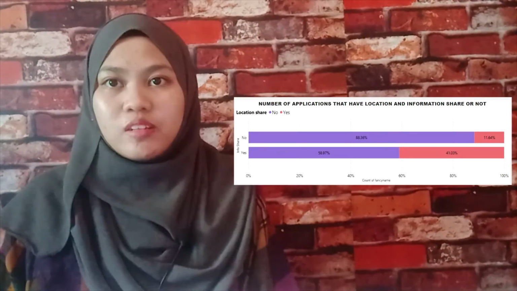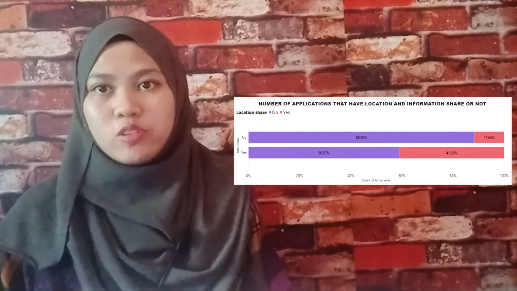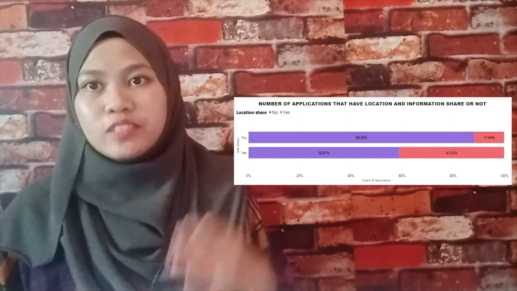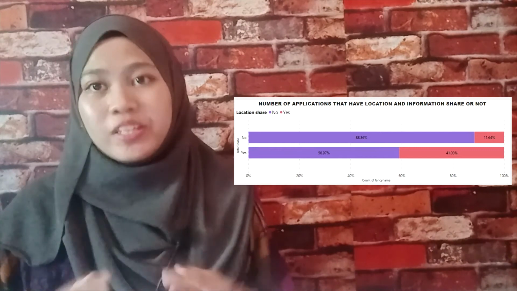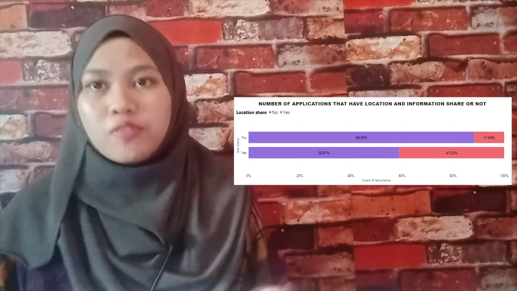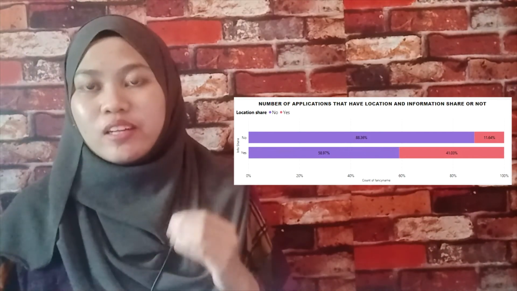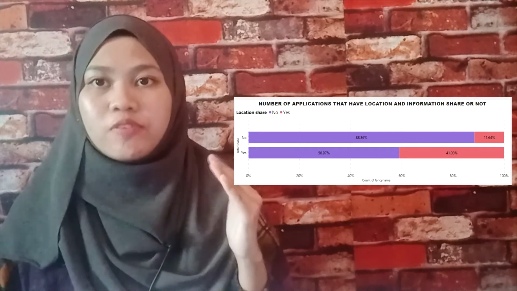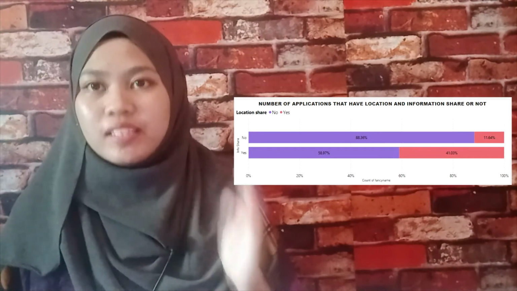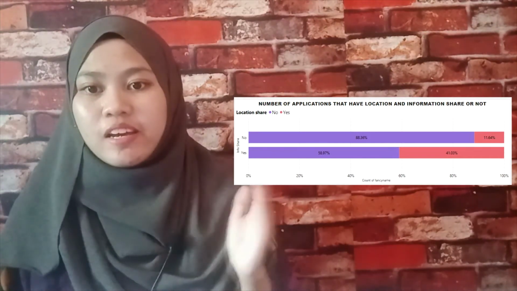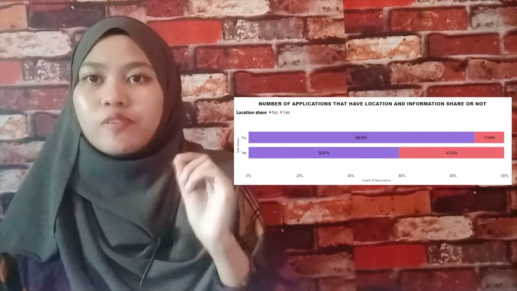Next, the chart of the number of applications that have location and information share or not. Some applications have features like location and information share, so that we can share location and information to third parties. From the chart, the applications that do not have location and information share are dominant, but 70.49% of the applications have the two features, but it's still a small amount of it.